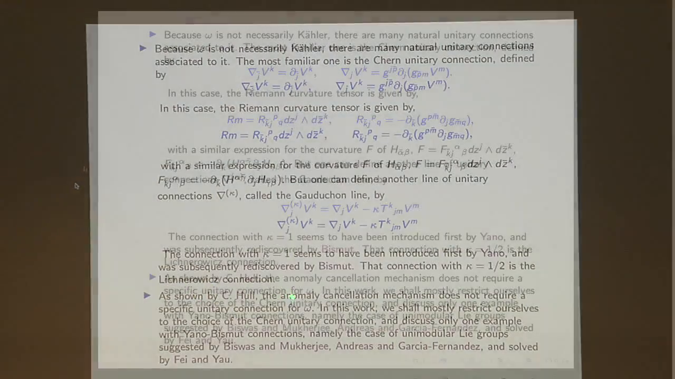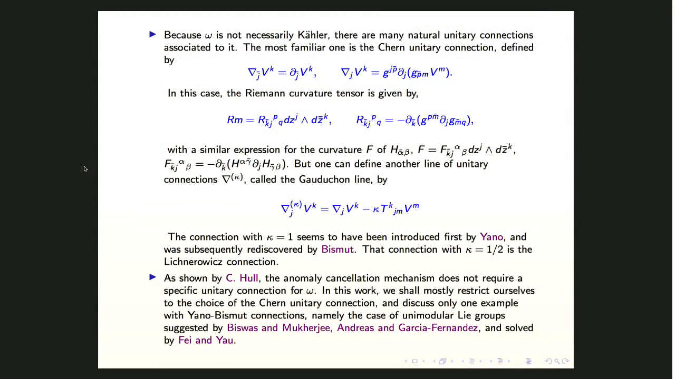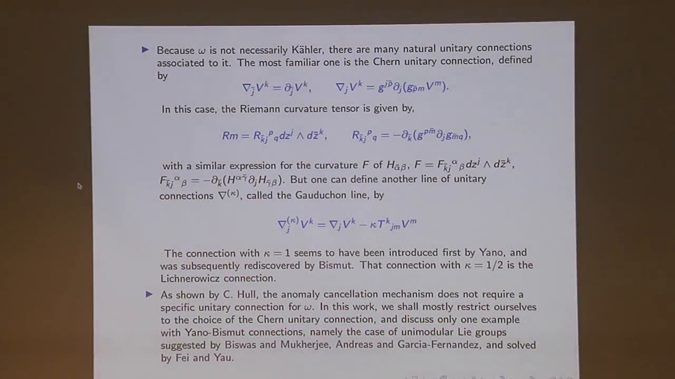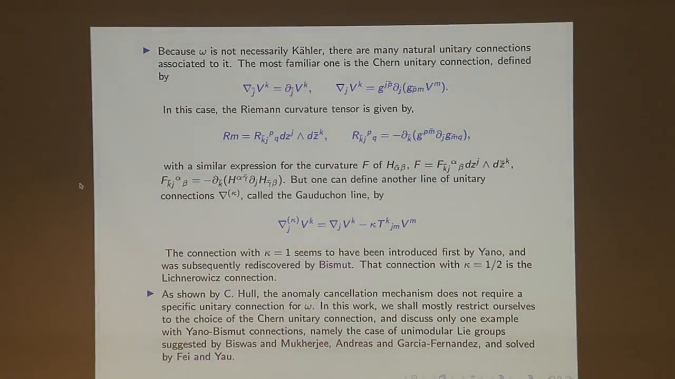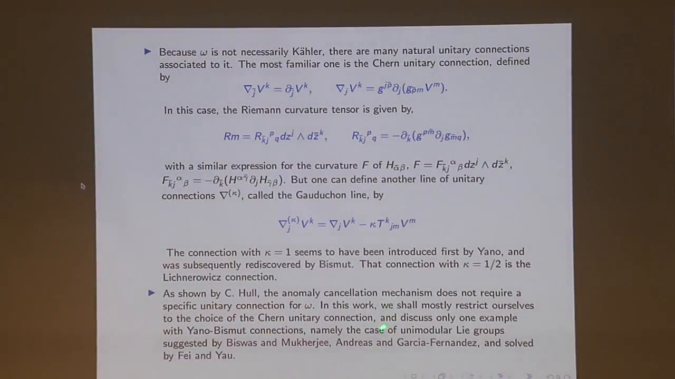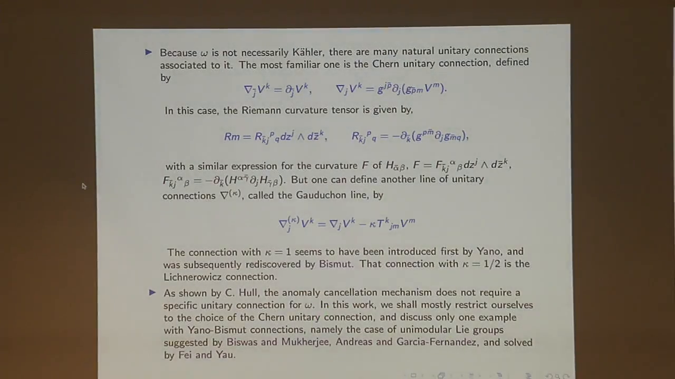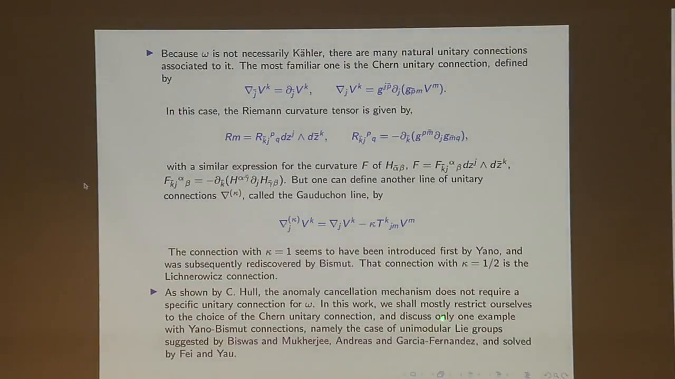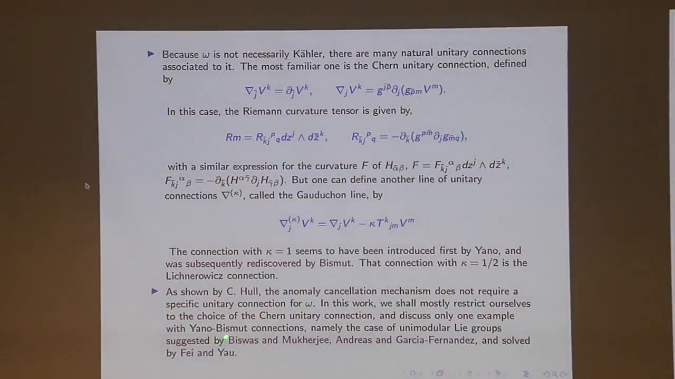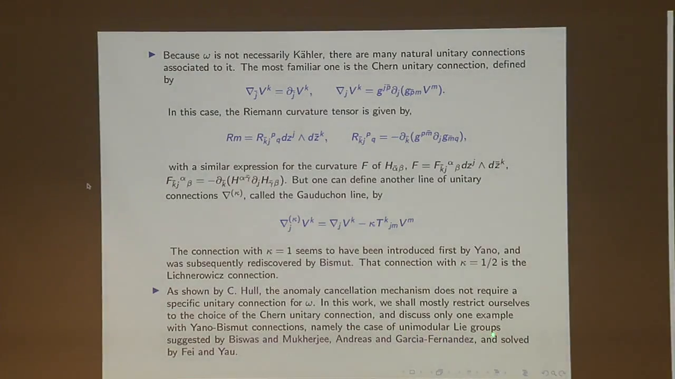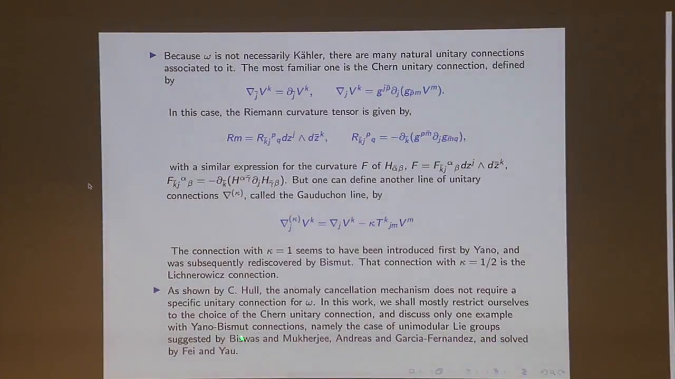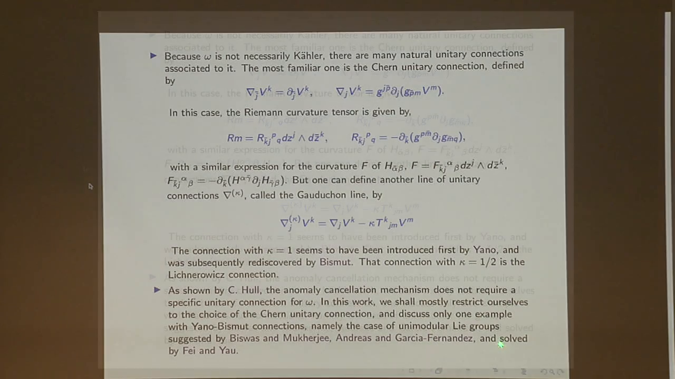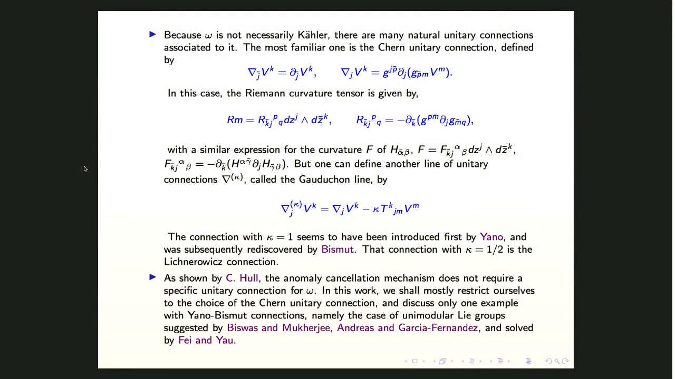So as shown by Chris Hull, the anomaly cancellation does not require a specific unitary connection for omega. So due to that, one can contemplate looking at this set of Hull-Strominger systems for Chern unitary connections, but also for connections of this form. So we are going to be concentrating on the case of Chern unitary connections, and we discuss only rather briefly one example with this kind of Yano-Bismut connection in the case of unimodular Lie groups, and this was the case that was first suggested by these authors and then solved by Fei and Yau. So I'll say more about that when time comes.